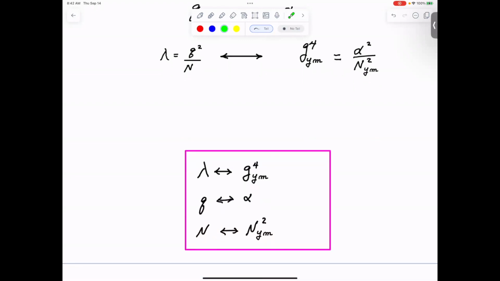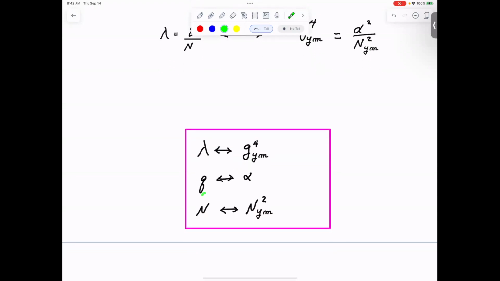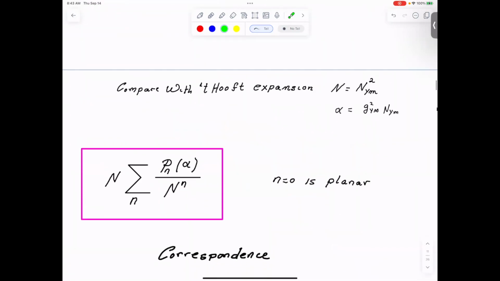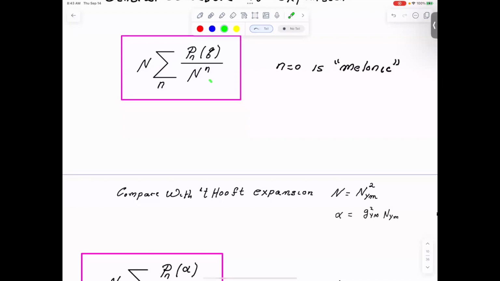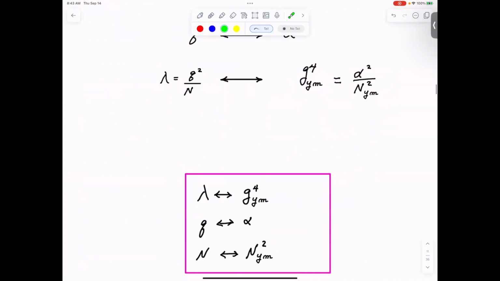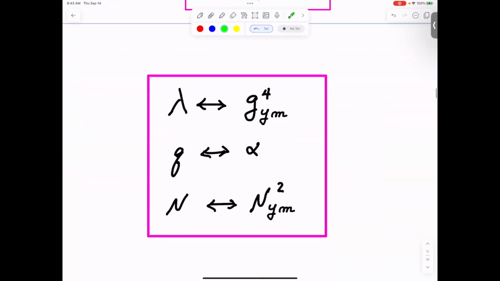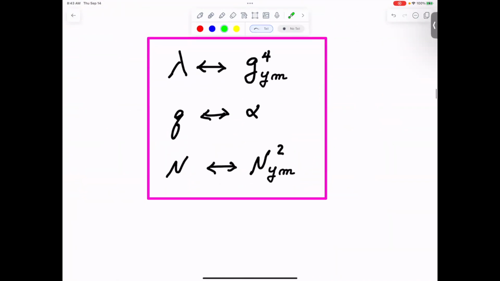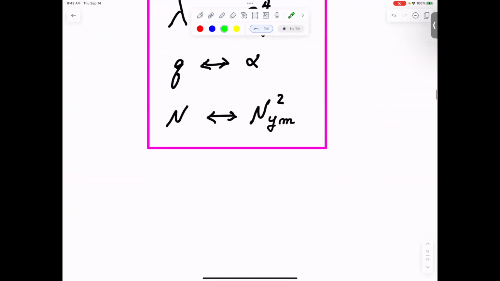Okay, so here again is the correspondence. Lambda is like g Yang-Mills to the fourth. Q is like alpha, and N is like N Yang-Mills squared. With those correspondences, these two 1 over N expansions have exactly the same form. Here it is again. Lambda is like g Yang-Mills to the fourth. Q is like alpha, and N is like N Yang-Mills squared.